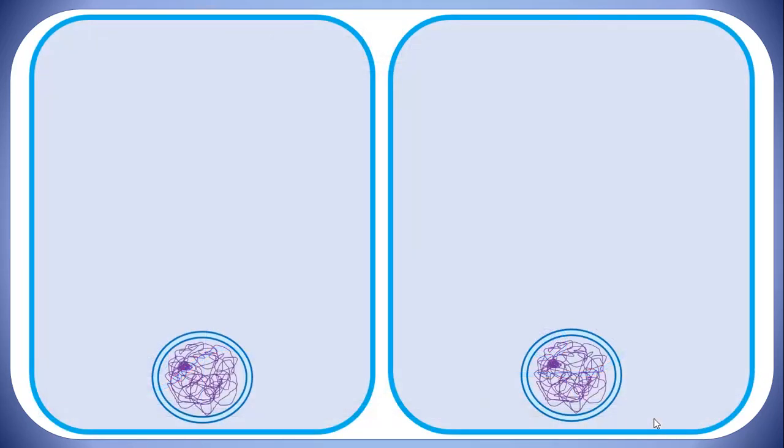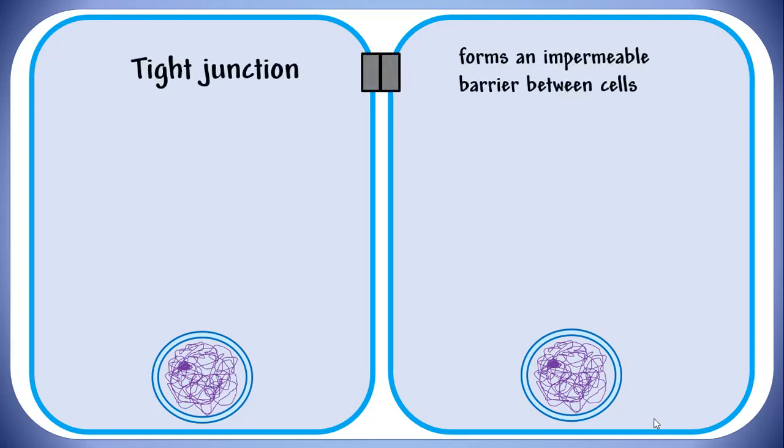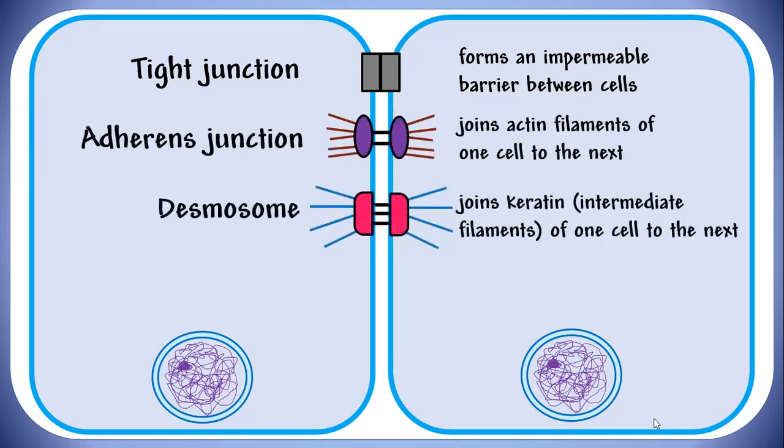Cells can also link more directly to each other via cell junctions. Tight junctions bind two cells like superglue to form impermeable barriers. Adherence junctions and desmosomes connect cells as well, but not as tightly, so that substances can still pass between the cells. Note that each of these connects to a different part of the cytoskeleton. Adherence junctions join actin filaments, and desmosomes join keratin of one cell to the next.